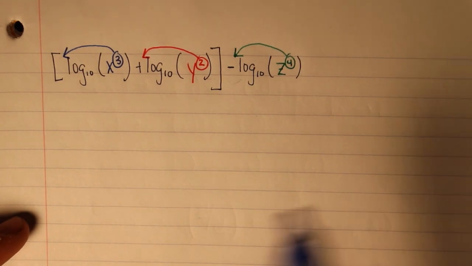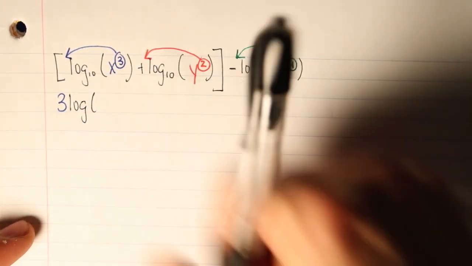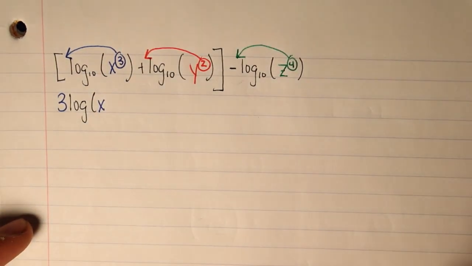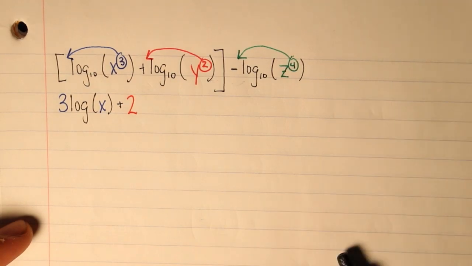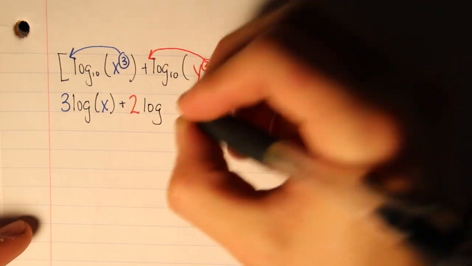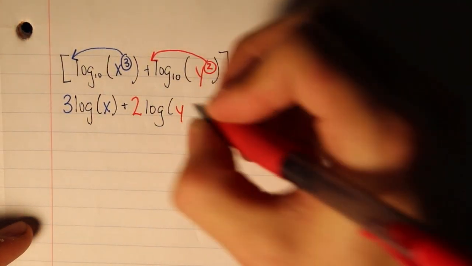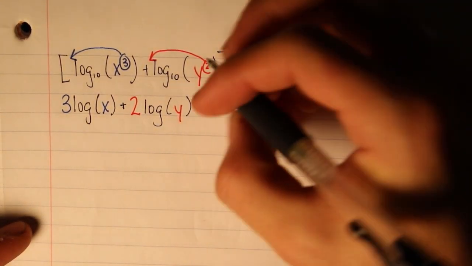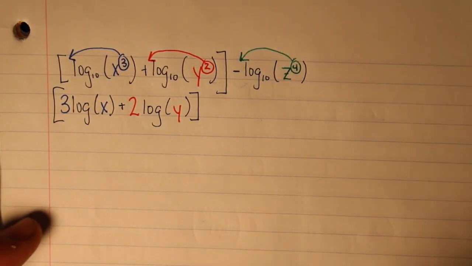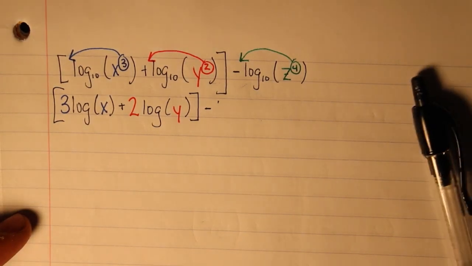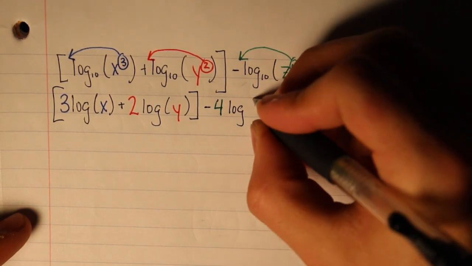So we end up here with 3 times log of x plus 2 times the common log of y. Don't forget the brackets, right? We just drop the brackets down. Minus 4 times the common log of z.